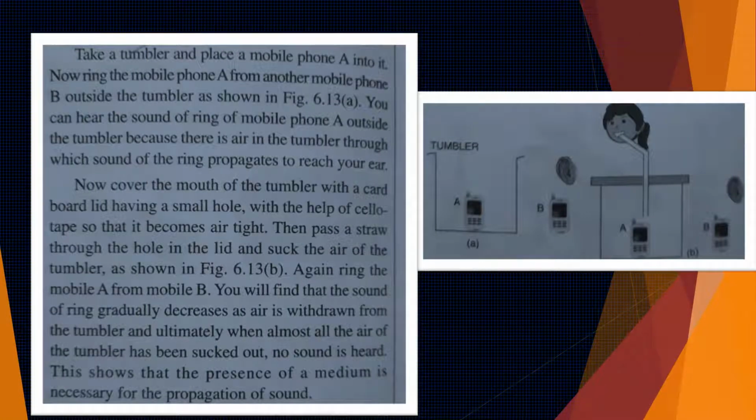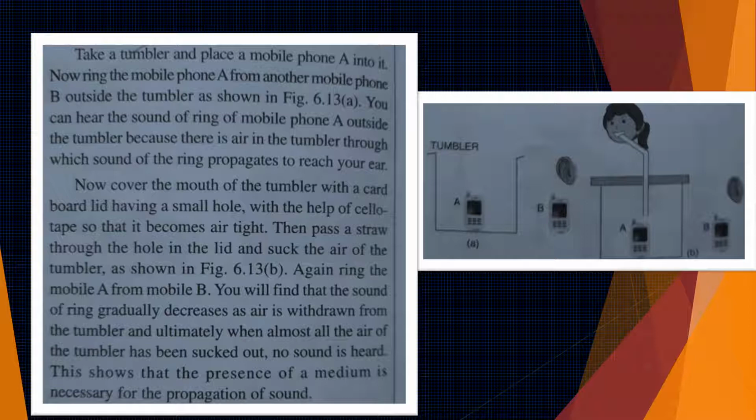The need of a medium for the propagation of sound can be demonstrated by the following activity. We have to take a tumbler and place a mobile phone A into it. Now we have to ring the mobile phone A from another mobile phone B, which is outside, as shown in the figure. We can hear the sound as air is there in the tumbler, and through the air the sound will propagate and reach our ears.